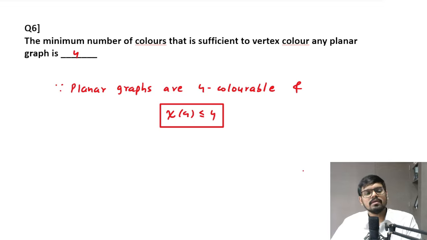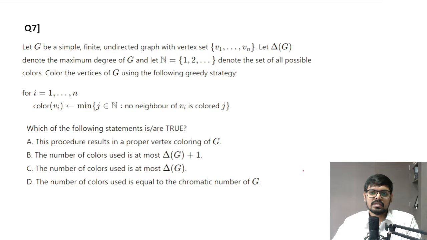No need for giving 5, 6. If you want, you can, but that would be an unnecessary color. If you need the minimum colors, the chromatic number, then the upper limit is 4. Understood? Question number 6 done. Question number 7. Pause the video, try, then look at my solution.